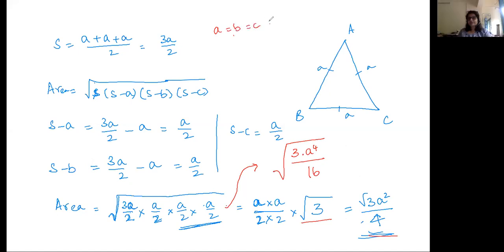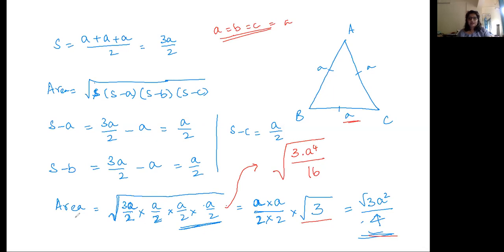a equal to b equal to c, in this case I took it as writing, can't you just directly write s minus a equals to s minus b equals to s minus c? It'll be easier. Yeah, you can do that. But when you do that, mention that a equal to b equal to c first, and then you can do that. Okay.